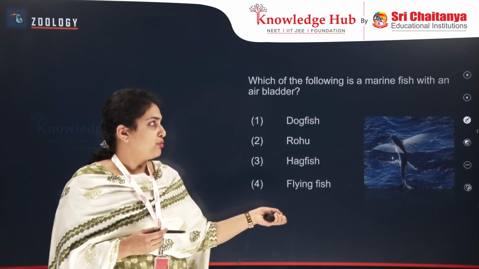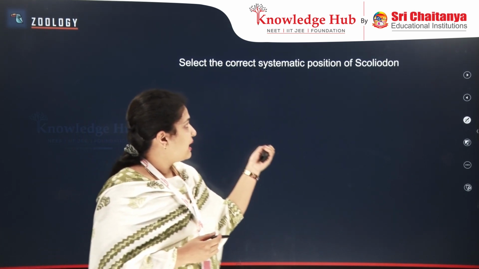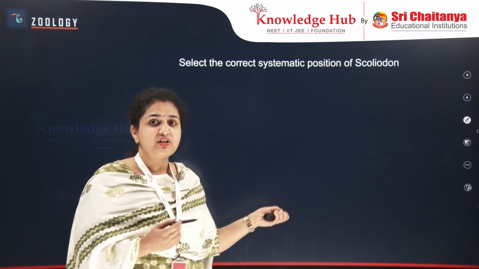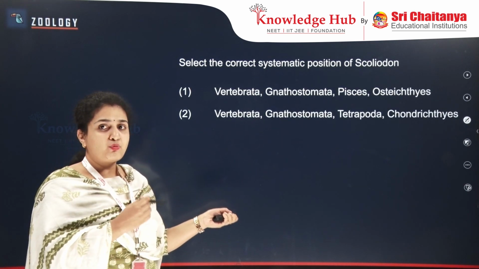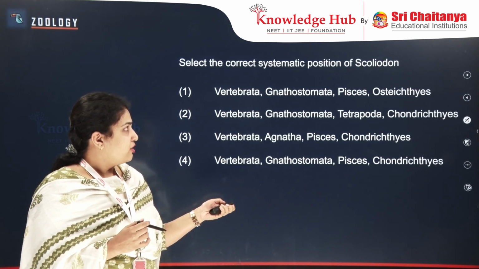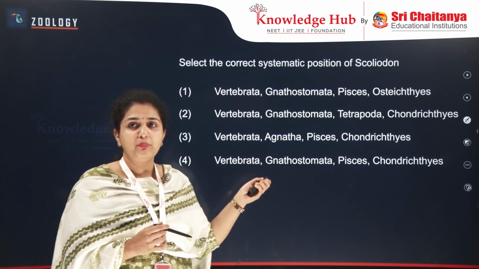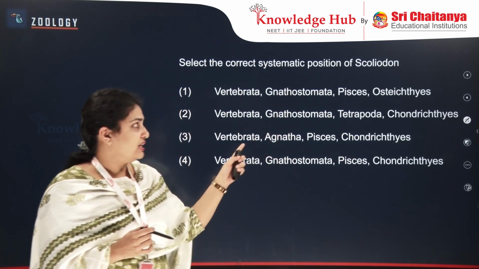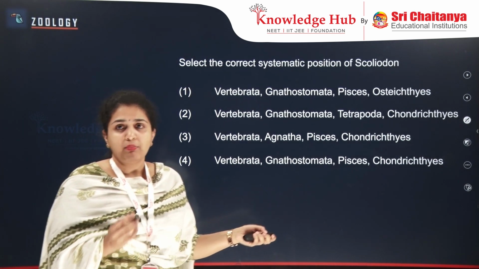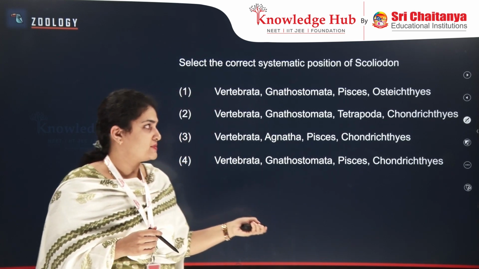Similarly, another type of question: select the correct systematic position of Scoliodon. How will you select? Based on the first slide, you can select under which classification it will come. Basically it is Vertebrata classification, and Scoliodon belongs to Gnathostomata, then Pisces, and then Chondrichthyes. Scoliodon is nothing but dogfish, and it belongs to Chondrichthyes.